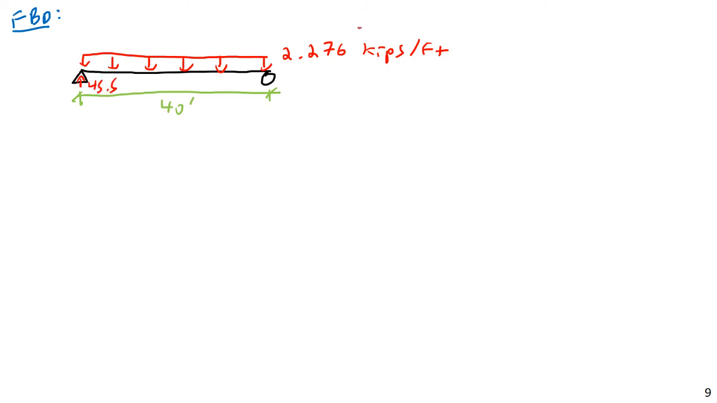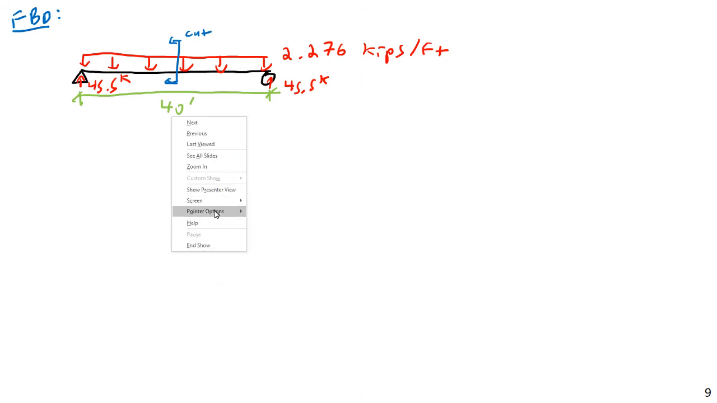And so if we did have a distributed load of 2.27 kips per foot all the way along, we would have two point loads of 45.5 kips at either end. And then I'll illustrate the cut that we're going to use. Since this is going to be constant and prismatic all the way along, I can just say the cut is really anywhere. I'm going to be drawing a whole bunch of cut sections as we move along. And I'll also illustrate what we would get for shear and moment.